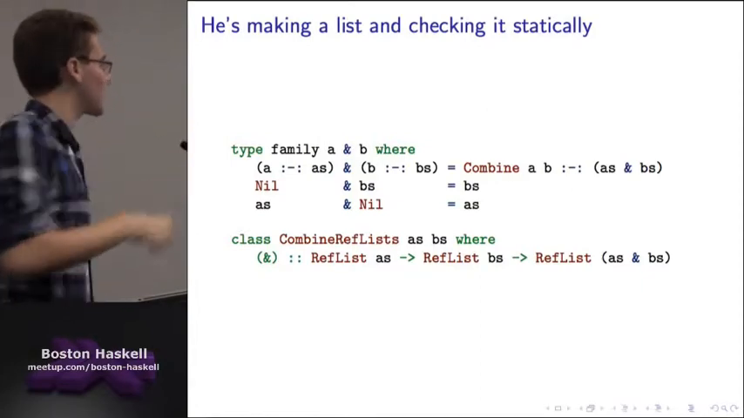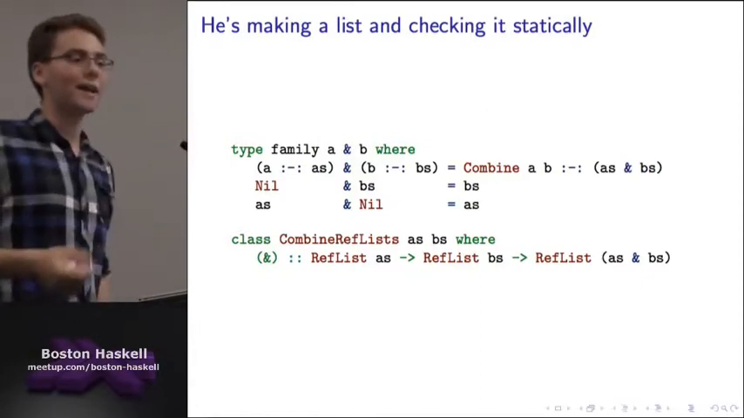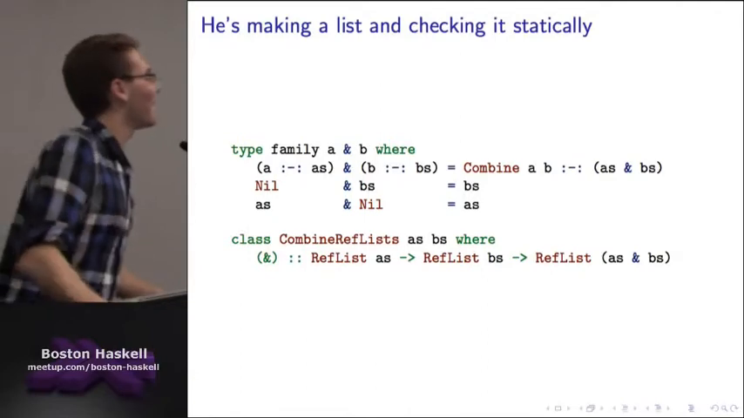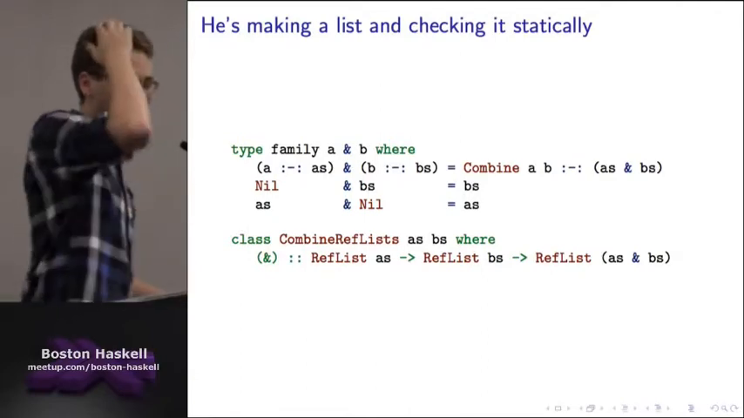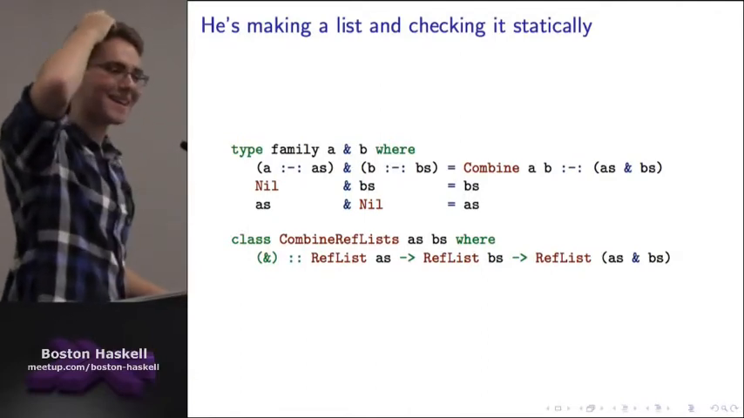And I have this ampersand operator, which clashes with lens. I'm sorry, Ed. It's a type of, oh, now you have to turn one too. What's that?